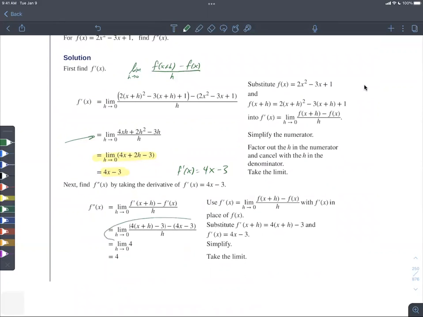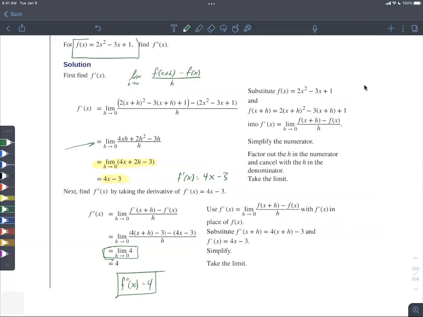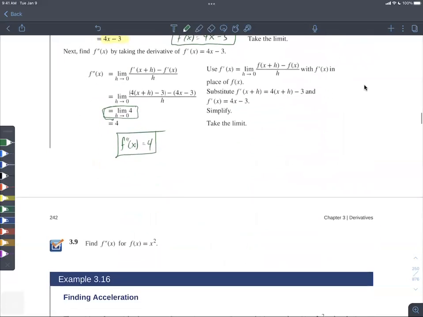We have our limit definition right here for 4x minus 3. We simplify this using the distributive property, factor out an h if we need to, and cancel out h's. We end up getting that the limit as h approaches 0 of 4, we've seen this before, is 4. And so our second derivative of the function, f double prime of x, is equal to 4. All right, so that's kind of nice. We start with a somewhat complicated quadratic function, then we have a linear function, and then we have another linear function, but it's actually constant, just 4.